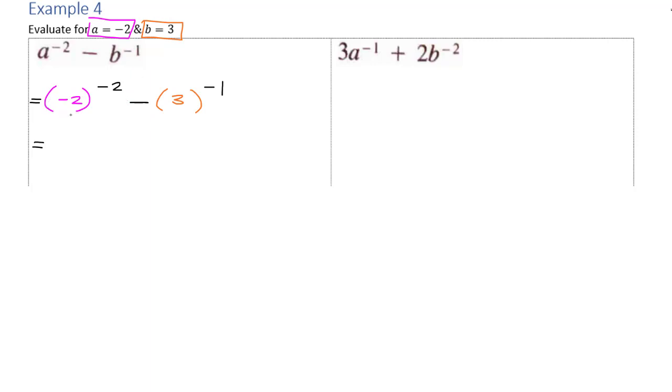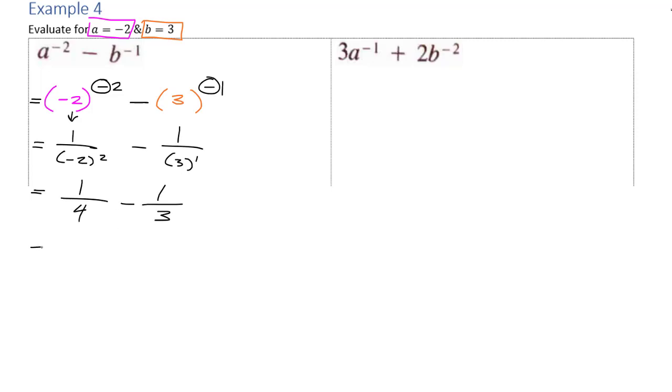Let's just simplify it. So this guy here, well, this is now 1 over negative 2 squared, right? I got rid of the negative and I flipped it. So notice how the only thing changed, I flipped it and did that. Same with this guy. This is now 1 over 3 to the 1. Okay, I got rid of the negative and I flipped it. So 1 over negative 2 squared. Negative 2 times negative 2 is positive 4. 3 to the 1 is just obviously 1 over 3. And there you go. So we're just getting common denominator here. So I got 3 over 12 minus 4 over 12. And we end up getting negative 1/12.